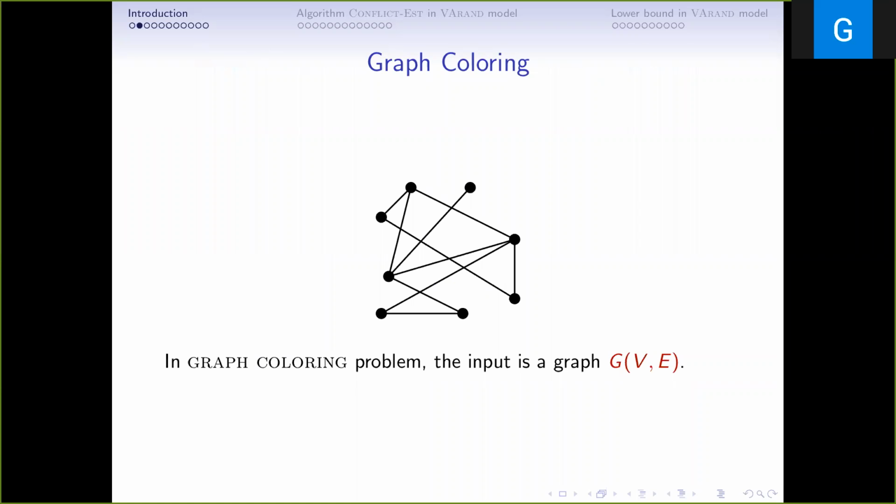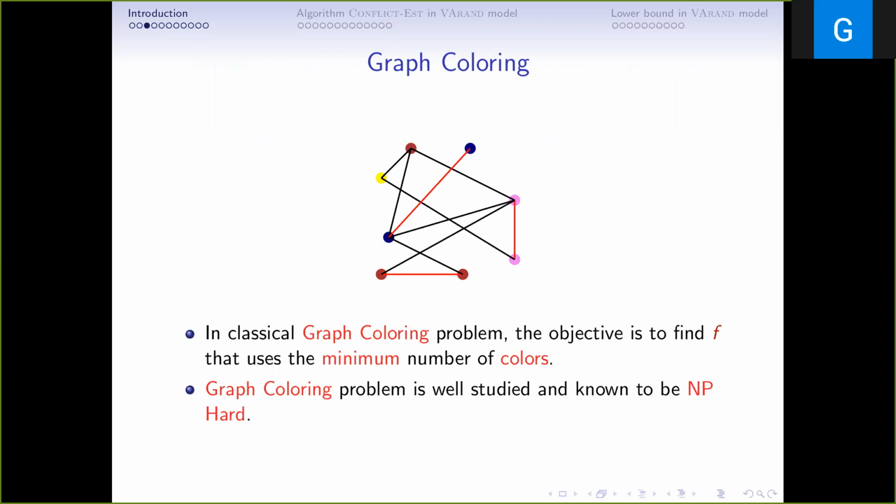In the classical graph coloring problem, we get a graph G as input. The objective is to color the vertices of the graph using the minimum number of colors such that the edges of the graph are not monochromatic. By monochromatic edge, we mean the endpoints of the edge are colored with the same color. For example, in this figure, the red colored edges are monochromatic edges and the black colored edges are non-monochromatic edges.